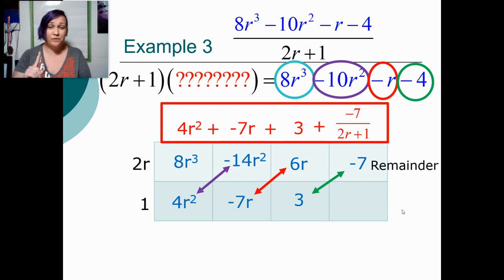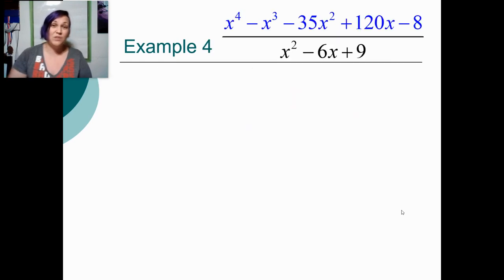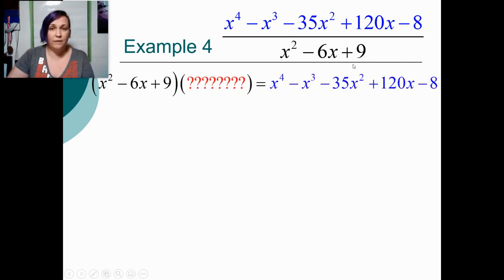Let's do one more with the remainder just to make sure we know what we're doing. I'm going to make this one a little bit bigger of a problem. You can see, hopefully, that our denominator this time is a trinomial instead of a binomial, so just a little bit larger to work with. I am going to still rewrite it as my multiplication problem: my denominator, x squared minus 6x plus 9, times something equals my numerator.